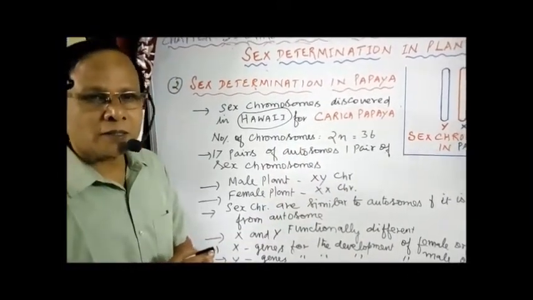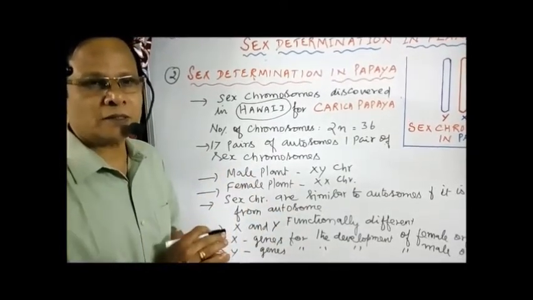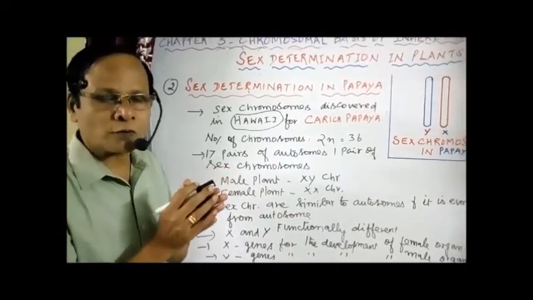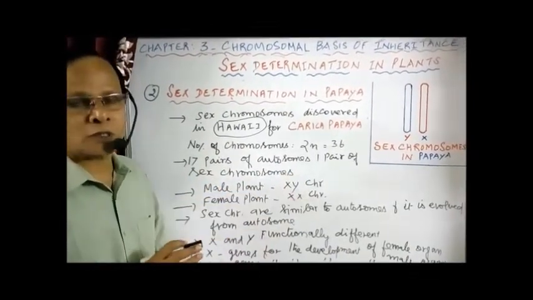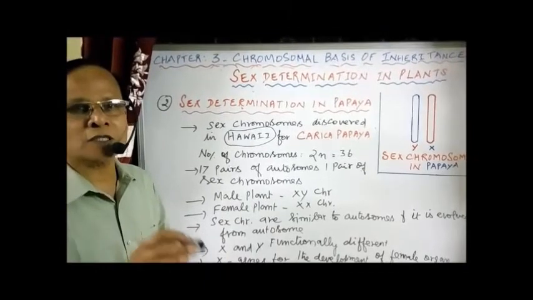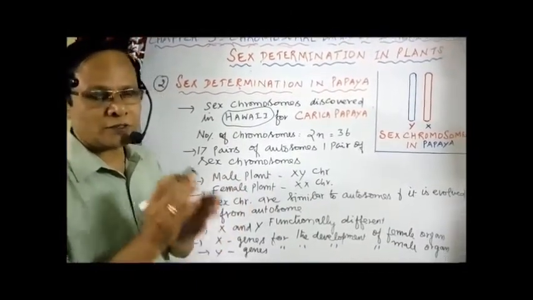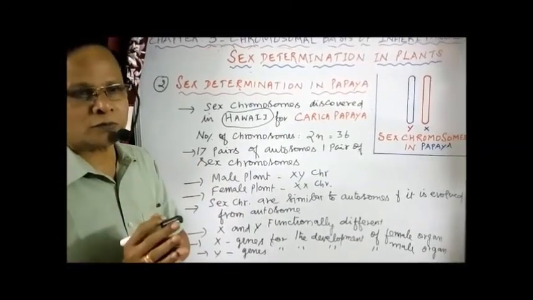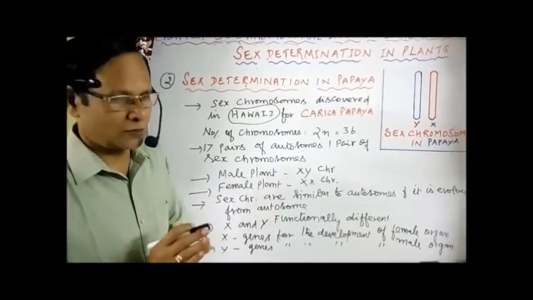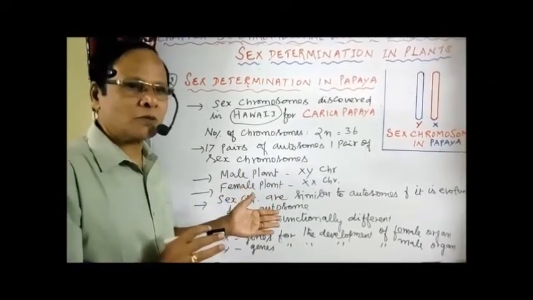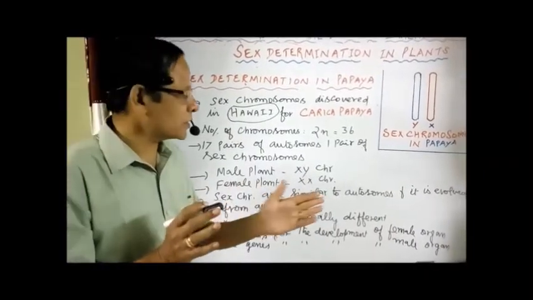Now normally the sex chromosomes look similar to autosomes because the sex chromosomes evolve from autosomes. But the X and Y chromosomes are functionally different and functionally distinct. Though they look like autosomes, the X and Y chromosomes are functionally distinct, that means they have different functions. Now the X chromosome normally carries the genes for the development of the female sex organ.